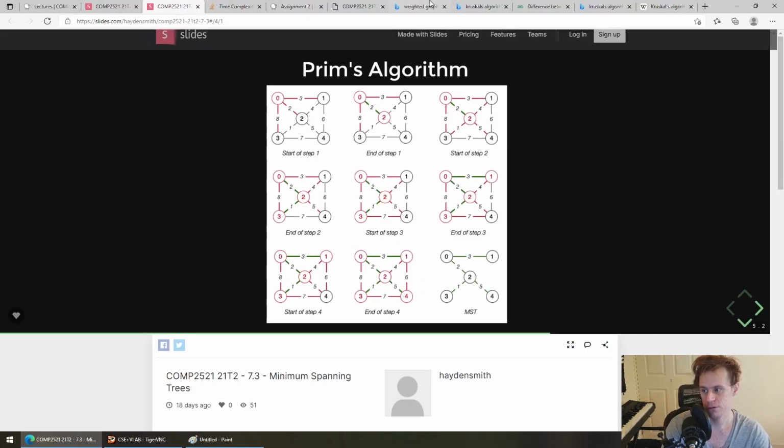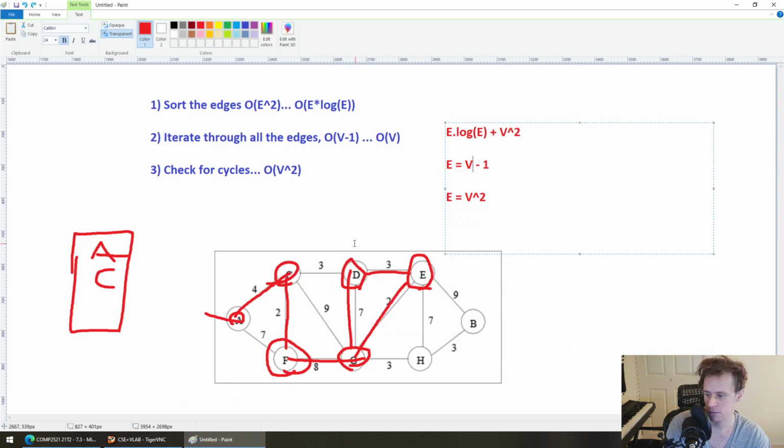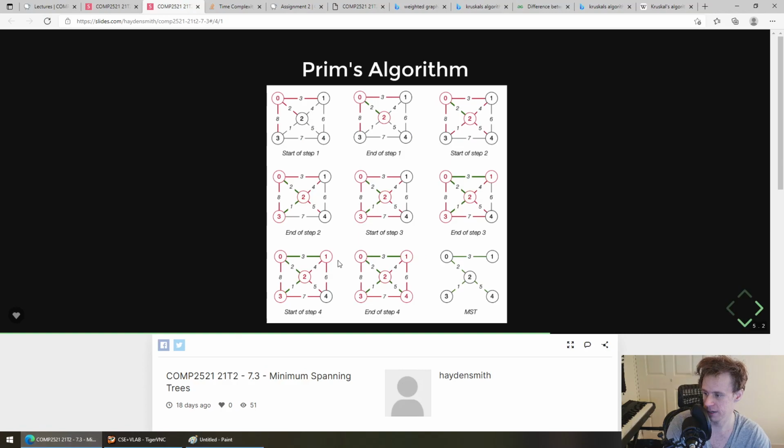Now, let me take you through one more example of this, and in fact, maybe I'll use our original graph here, if I can find it online again.